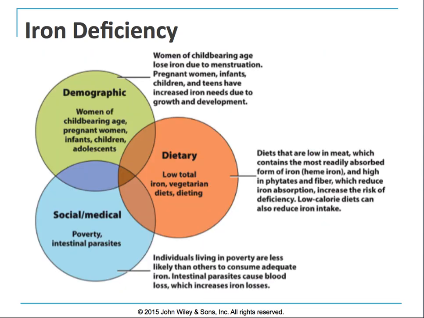Iron deficiency can be a result of a number of things. Demographics, so women of childbearing age, pregnant women, infants, children, and adolescents are more likely to experience iron deficiency. Social and medical factors, poverty, and intestinal parasites can also affect iron deficiency. And then dietary, low total iron consumption, vegetarian diets, and dieting can all decrease iron levels. And there are intersections of several of these, somebody could have more than one of these risk factors, which of course would further increase your risk of iron deficiency.